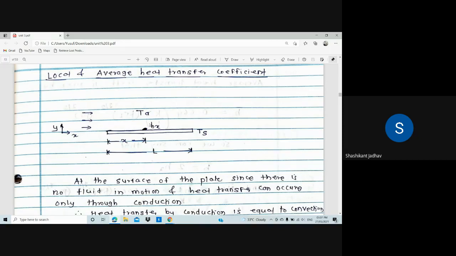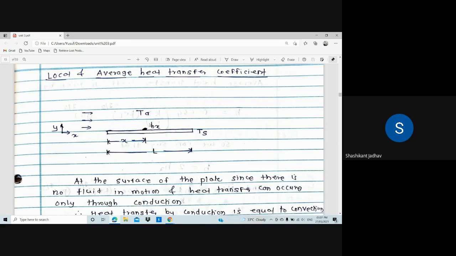There is one plate. Y direction is there, x direction is there, and fluid is flowing over that plate. At distance x, there is a heat transfer coefficient, that is Hx. Total length of the plate is L. Temperature of this plate is Ts, and temperature of the air or fluid which is flowing over that plate is Ta. All of you draw this diagram. From that we have to understand what is meant by local heat transfer coefficient and what is meant by average heat transfer coefficient.